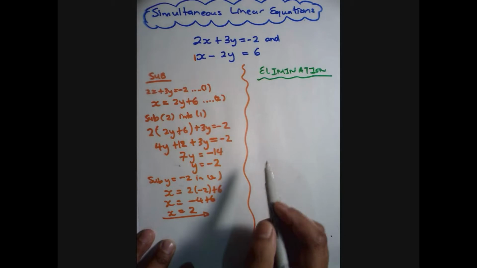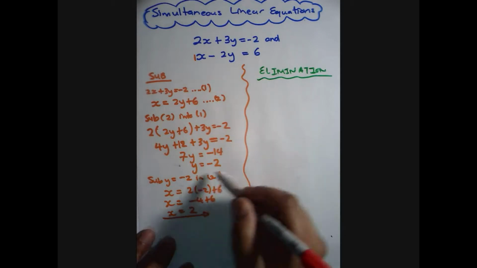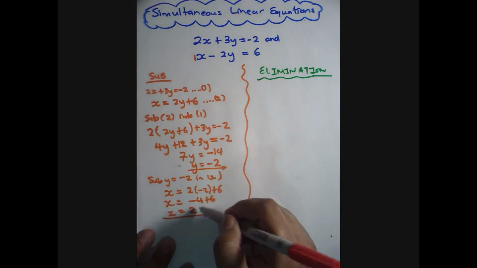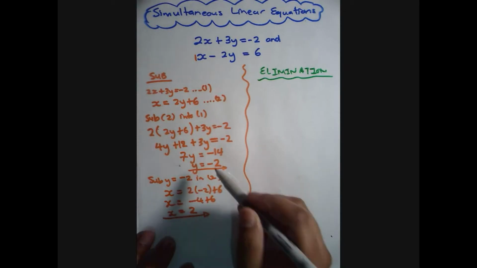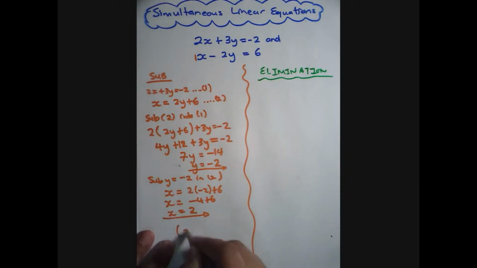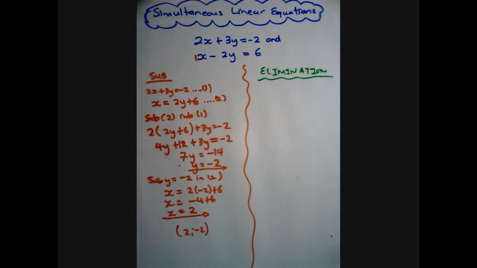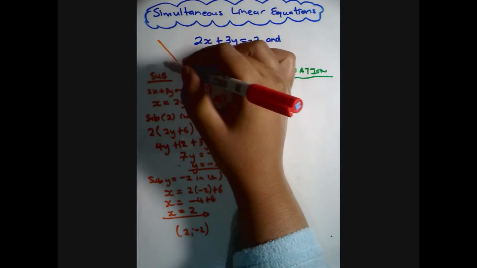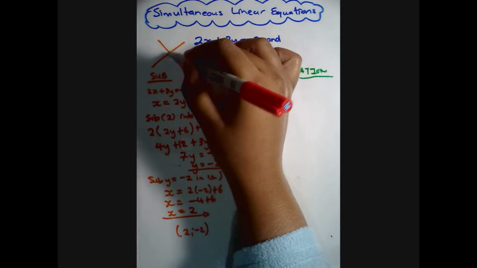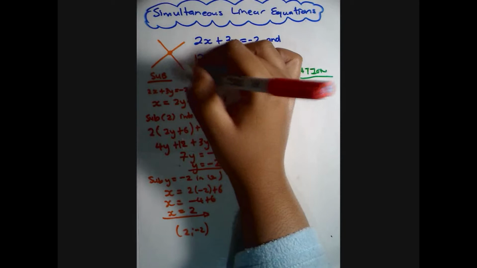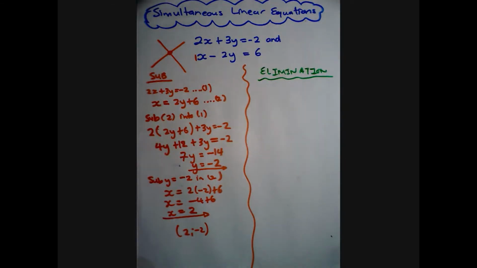So what are my two values? y is equal to negative 2 and x is equal to 2. If I had to write this as a coordinate pair, it would be 2 and negative 2. So simultaneously they'll have a point where they intersect. This one line here and the other line here would come to a point called 2 and minus 2. That's the point of intersection, the simultaneous equations.